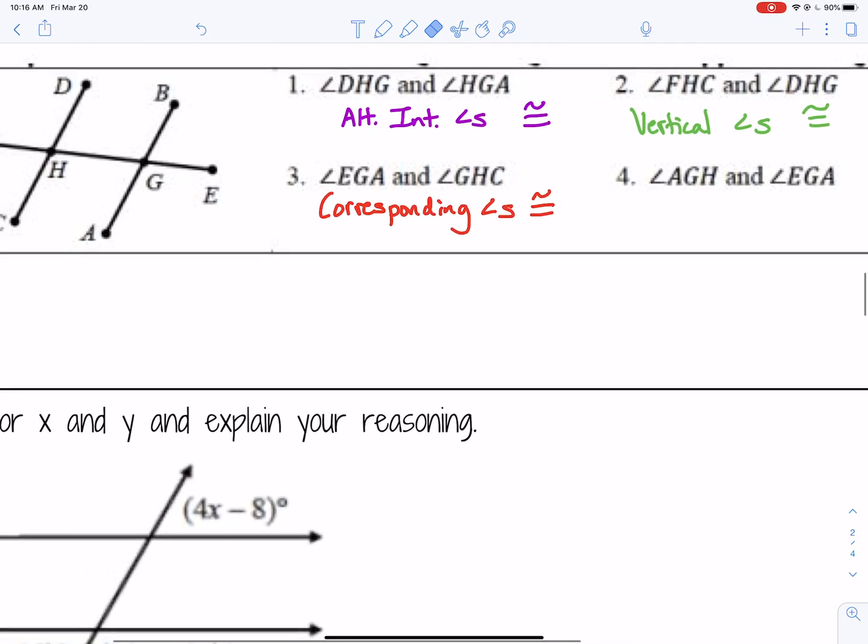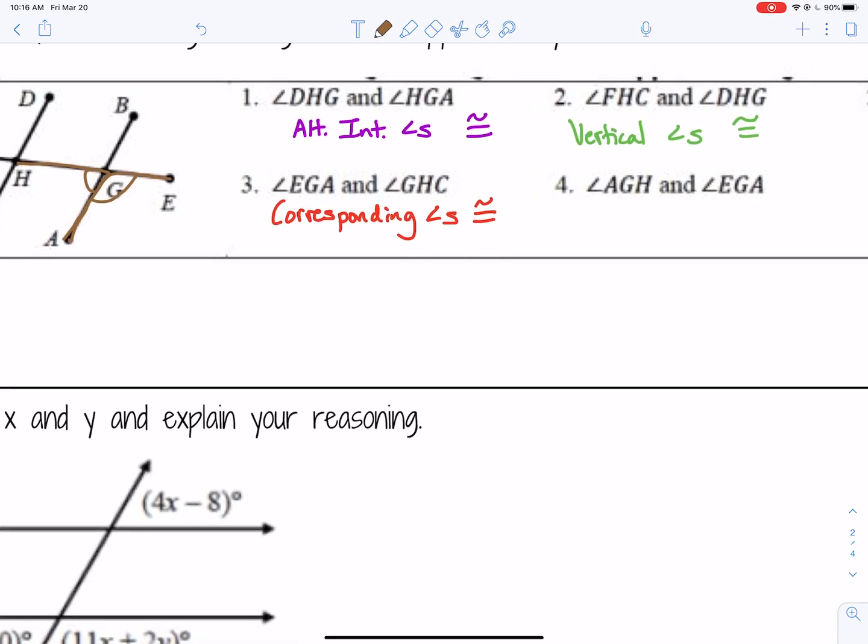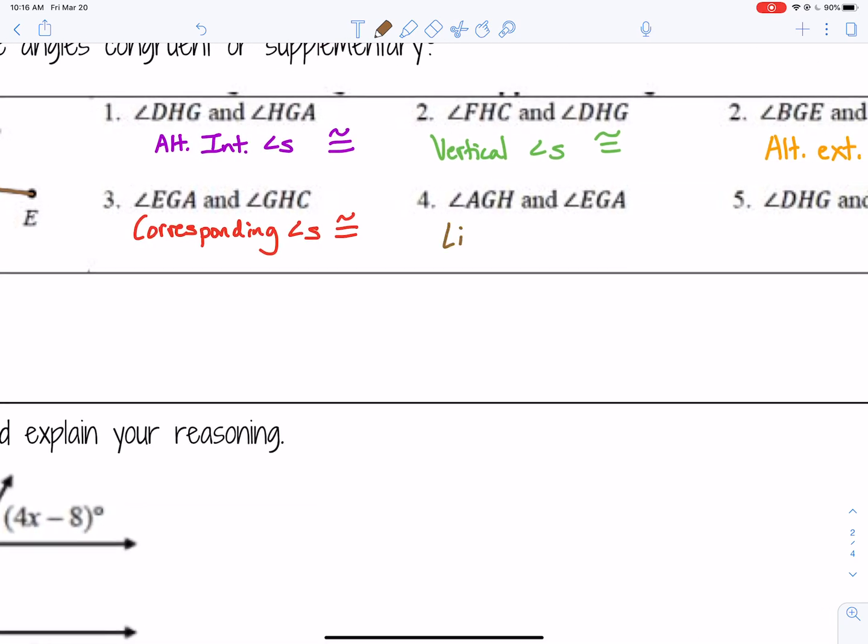Number 4 says AGH. Let's see, AGH and EGA. These two sit right next to each other and they form a straight line. So I would call those a linear pair. And therefore, those are supplementary. They're not equal. They just add up to 180.